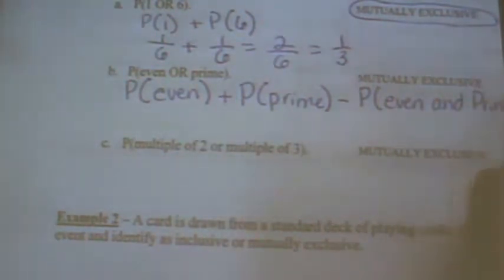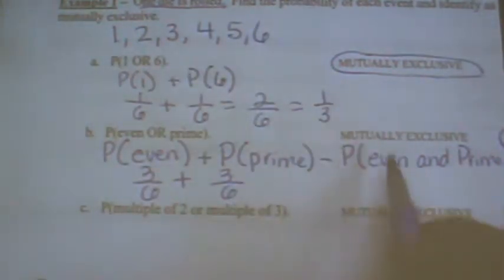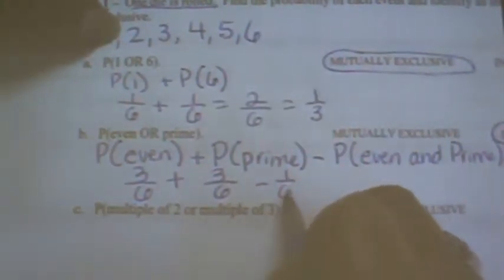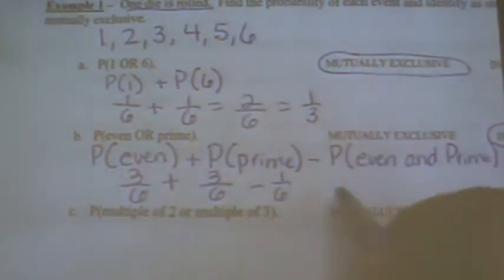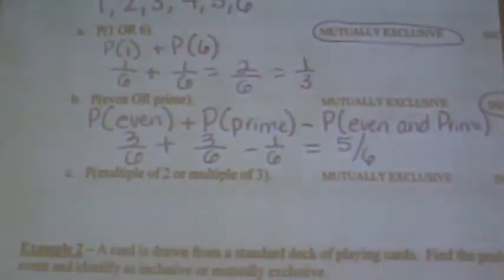And that's the answer. So, how many even numbers are there on a die? 3. So 3 out of 6. How many are prime? 1 is not prime. So 2, 3, and 5. And how many are even and prime? 1. So what's the probability of rolling the die and getting an even or a prime? 5/6. 5/6. Good job. Try the next one. Okay, let's write all the numbers of a die.